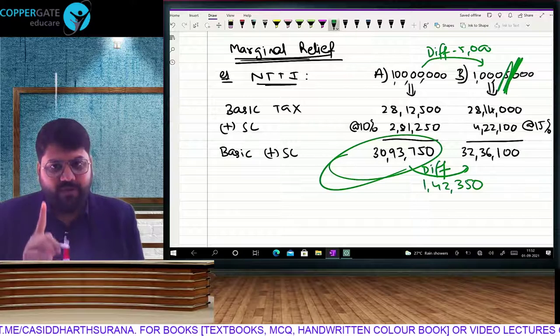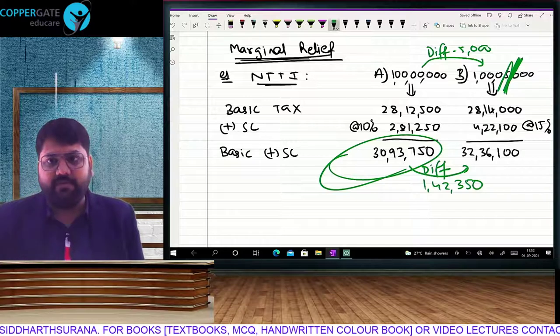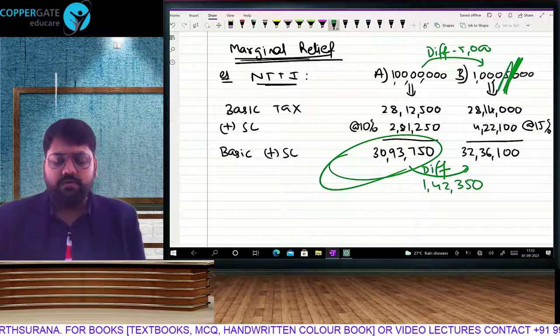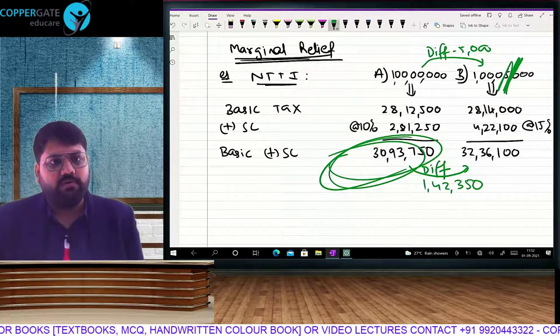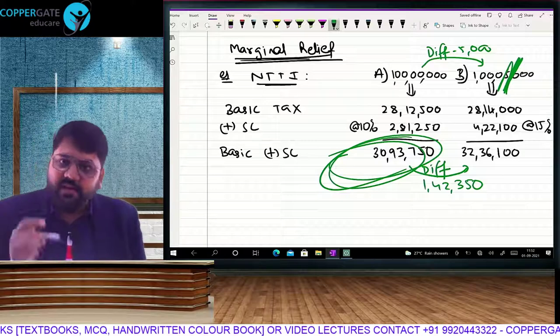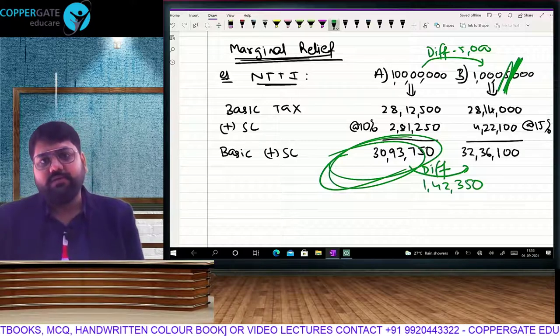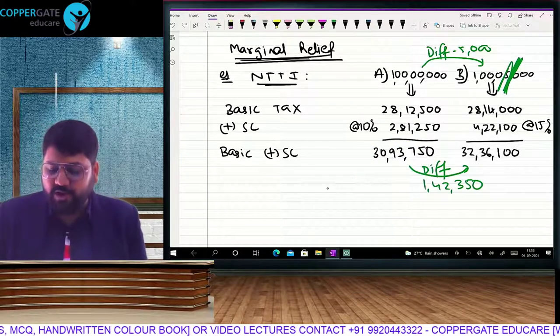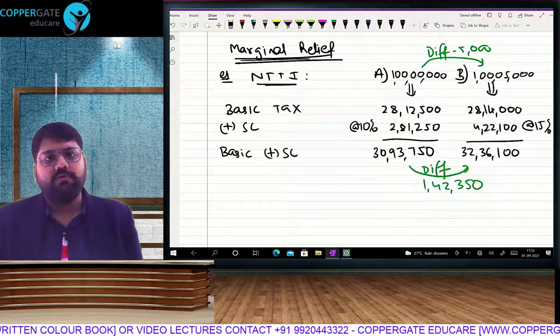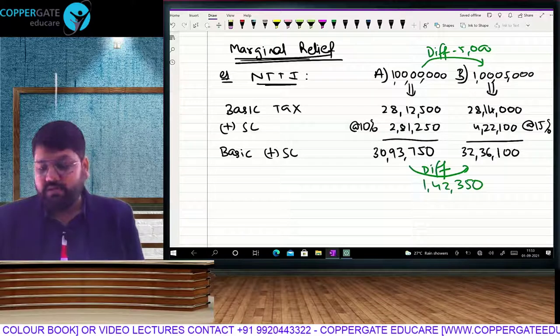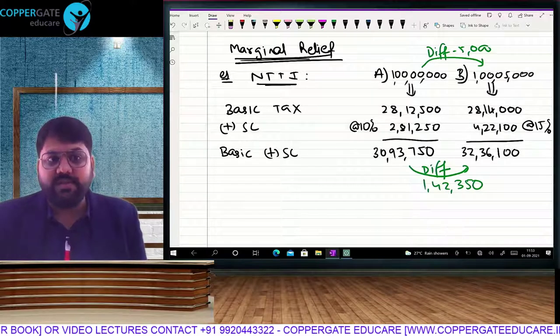If you remove 5,000, then the income will become 1 crore. And this will be the tax. Correct or no? So we need to agree that the extra 142,350 is coming only because of 5,000. That is rubbish, nonsense.